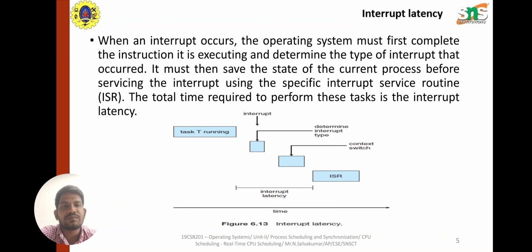dispatch latency. When an interrupt occurs, the operating system must first complete the instruction it is executing and determine the type of interrupt that occurred. It must then save the state of the current process before servicing the interrupt using the specific interrupt service routine. The total time required to perform these tasks is the interrupt latency. In this diagram of interrupt latency, the task T is running, then the interrupt, determining the interrupt type, the context switch, the interrupt latency, and the ISR.